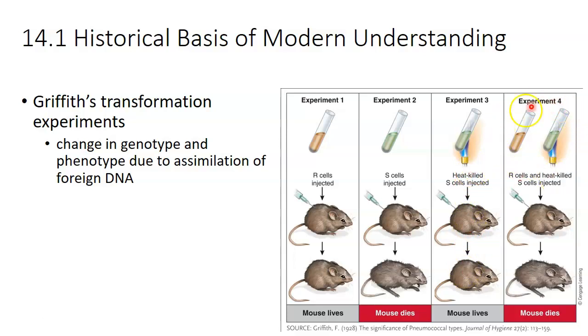Here is the most important part of this experiment. Here he has the heat-killed, non-disease-causing S cells, and he's going to incubate those with the non-pathogenic R cells. And what he found when he injected mice with this mixture is that these mice died. And so what was happening here? Something from this tube was getting assimilated or taken up by the bacteria in this tube, and was causing them to die. And so again, that assimilation, that uptake of information, again, we didn't know yet if it was DNA or protein, into these cells, allowing them to change and to express that genetic material, that's called transformation.